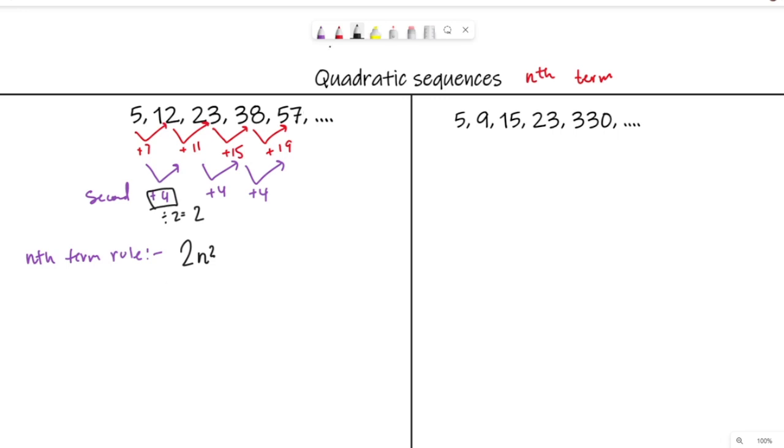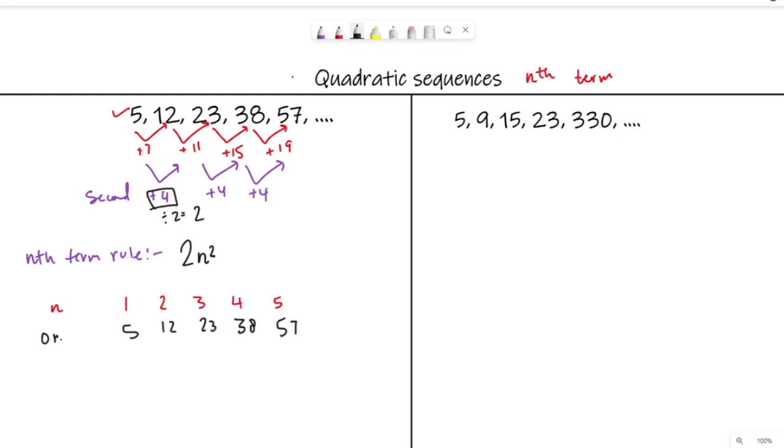So that's the first part of your nth term formula, 2n square. Now to figure out the rest of the nth term formula, we need to write the original sequence again. So let's do it. Let's write the term numbers first. Term numbers are 1, 2, 3, 4, 5. Then let's write the original sequence. The original sequence is 5, 12, 23, 38, and 57.